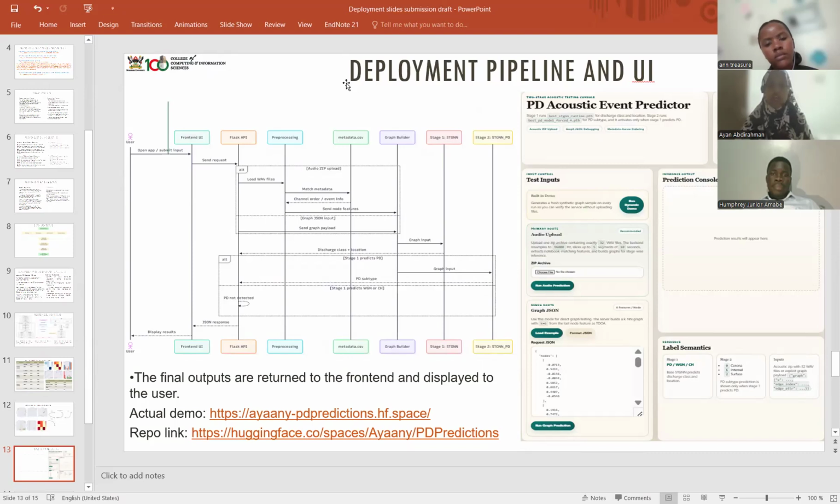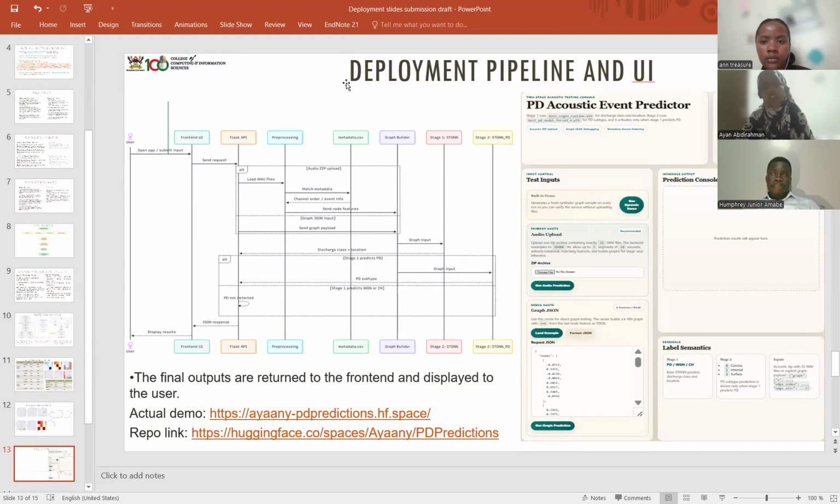So finally, the inference architecture is divided into 2 stages. The first stage uses the STGNN model loaded from the PTH model file that we generated. This model helps us to predict the broad discharge class and the location. Then the second stage uses the transfer model, which is basically the fusion model. This model helps us to predict the subtype, which can be corona, internal, or surface. However, the second stage is only shown when the first stage predicts PD.